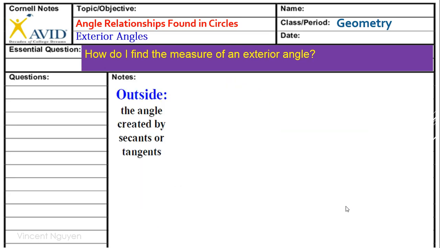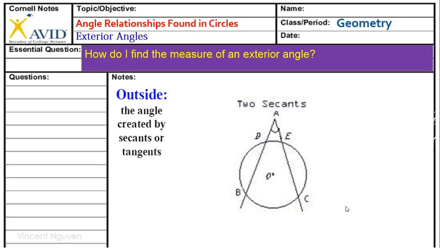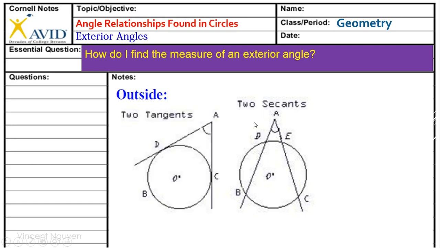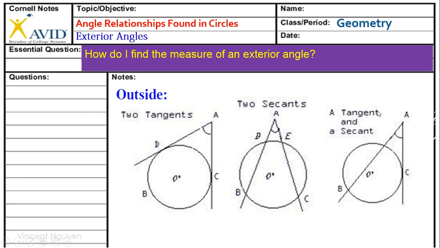Lastly, we're going to talk about the outside angles, okay? And the outside angles could be formed by many different types of segments. It could be two secants that meet outside of the circle. So you form that angle A right here. Or it could be two tangents that meet and form that angle A right there. Or a combination of each one of them, a secant and a tangent, right? They could meet and form. It doesn't matter what lines make the angle, as long as the angle is outside, the formula is the same.